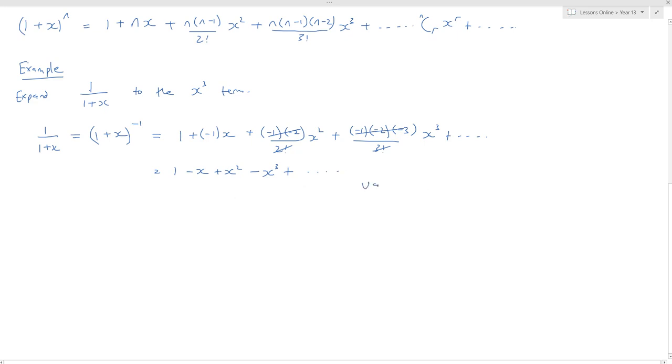Again, validity. We take the x here in the brackets, so the modulus of x, and that's going to be less than the value that we've got here, which is 1. So it's valid for modulus of x less than 1, which is the same thing as we said before, going from -1 to +1.